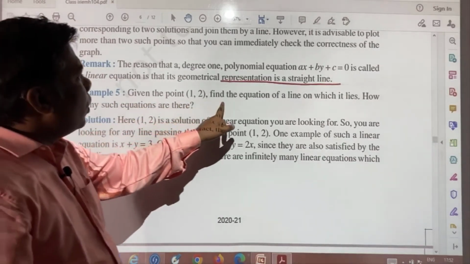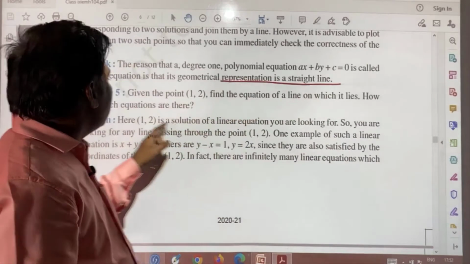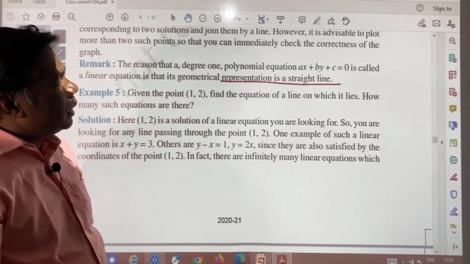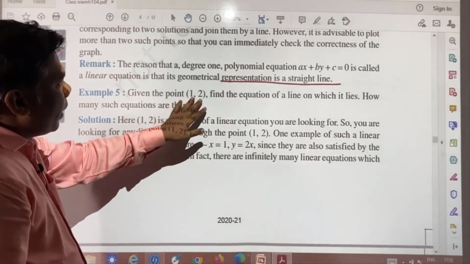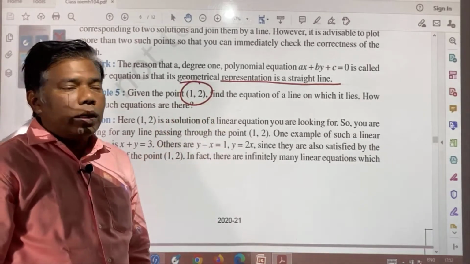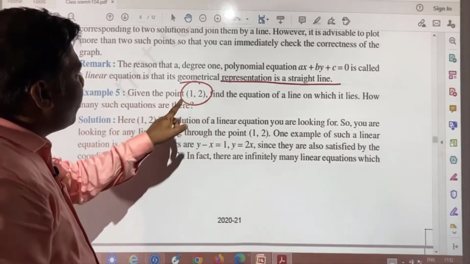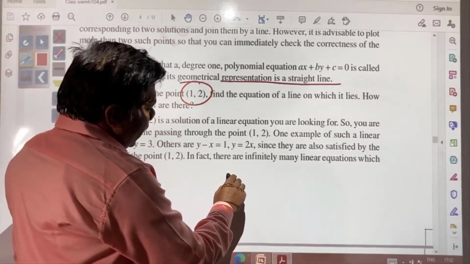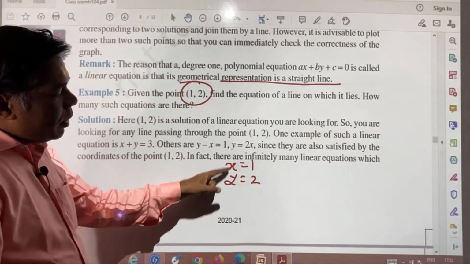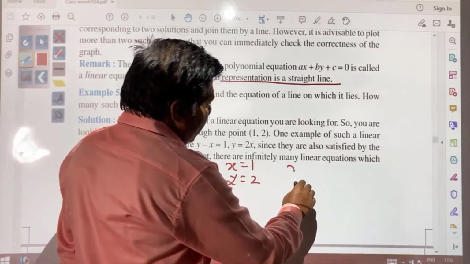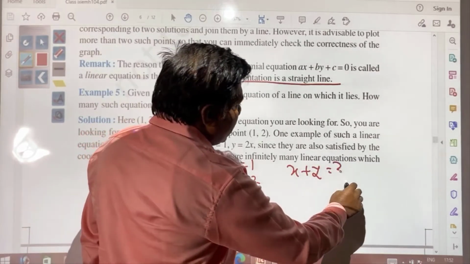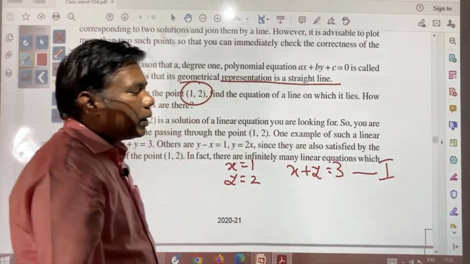Given the point (1, 2), find the equation of a line on which it lies. How many such equations are there? If you have understood how an equation is plotted, by seeing coordinates only you can form an equation, and that can be plotted also. So here suppose you have point (1, 2), it means x is equal to 1 and y is equal to 2. So what equation can be formed, just you see. If you are writing x plus y, then what will you get? 1 plus 2, it means 3. So this is one equation.